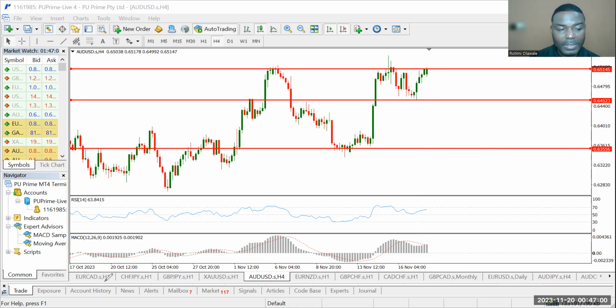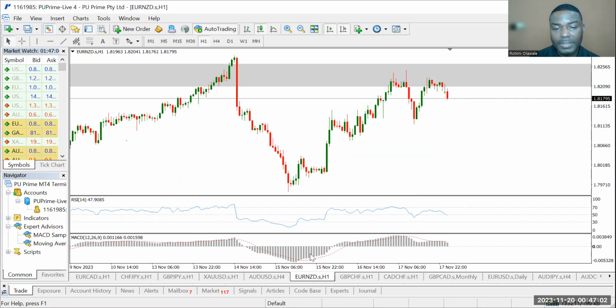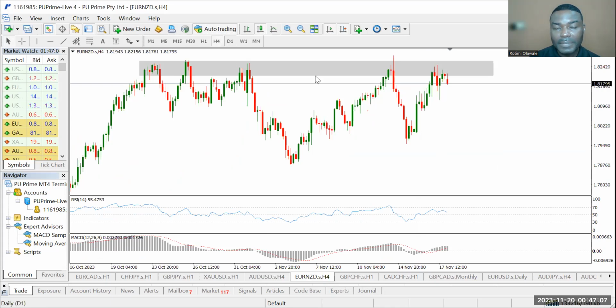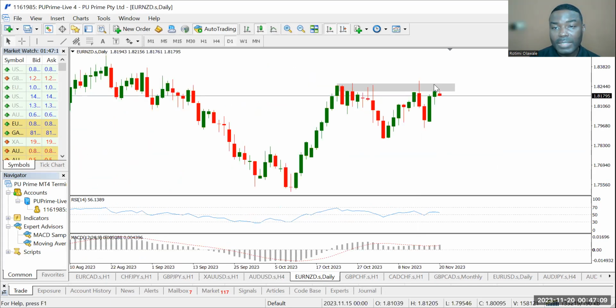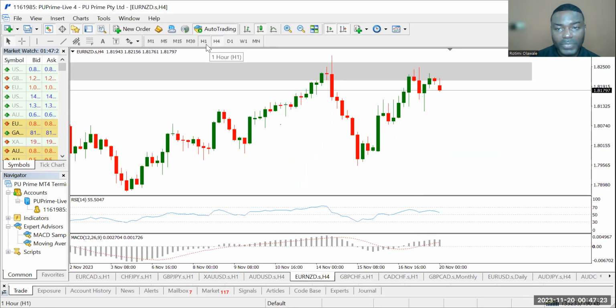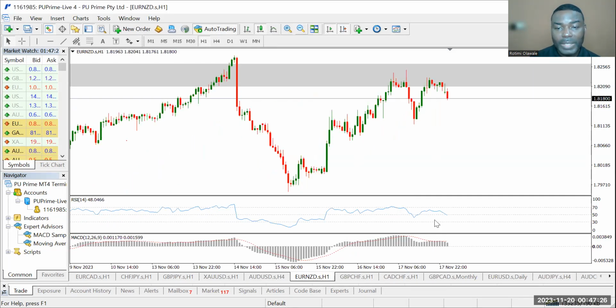All right, so next we have Euro New Zealand. Now, Euro New Zealand, on the daily time frame, we can see that price closed last week at a resistance zone. So technically, we are looking for a bearish trade on Euro New Zealand. So if we zoom down to the 4 hour time frame, and even finally on the 1 hour time frame, I'm seeing the possibility of a double top pattern being formed, which should lead to a bearish breakout.